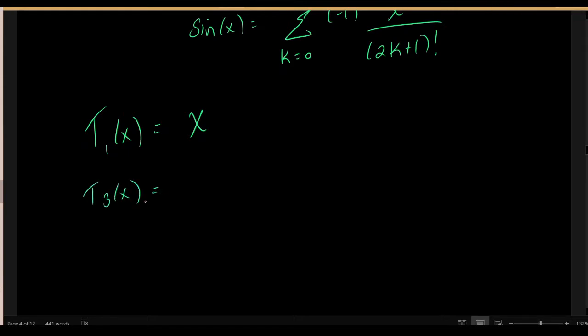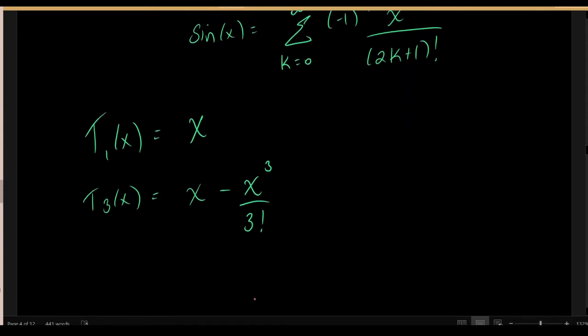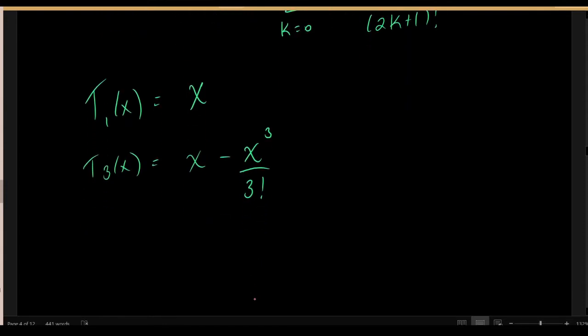For t sub 3, we can do the same thing, except we're going to stop writing terms of the series once we get to a term of power 3. So when k was 0, we got the term x. When k is equal to 1, we get negative 1 to the power 1 minus x to the power 2 times 1 plus 1, x to the third power, divided by 2 times 1 plus 1, 3 factorial. So that's x to the power 3, and that's our degree, so we're not going to write any more terms.